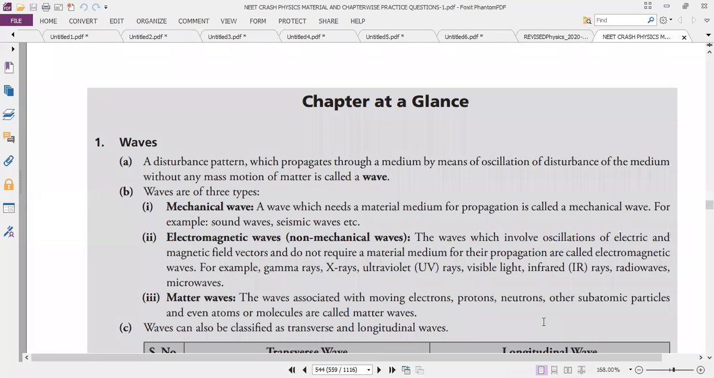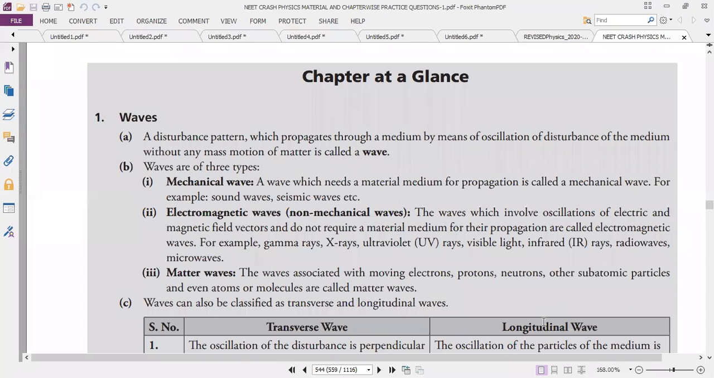Mechanical waves need a medium. Electromagnetic waves need no medium; they can travel in vacuum also. For example, electromagnetic waves include gamma ray, X-ray, ultraviolet, visible light, infrared, microwaves and radio waves. Matter waves are associated with moving particles like electron, proton, neutron, and other subatomic particles.